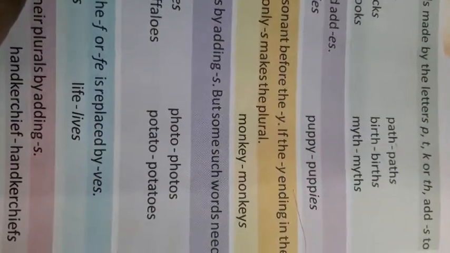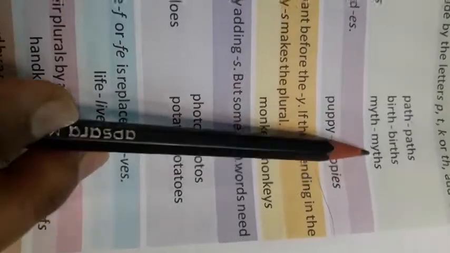Now, just see here. When the singular ends with the sounds made by the letters p, t, k or th, then we also have to add s to make the plural. Words ending with p, t, k or th, then also we have to add only s.